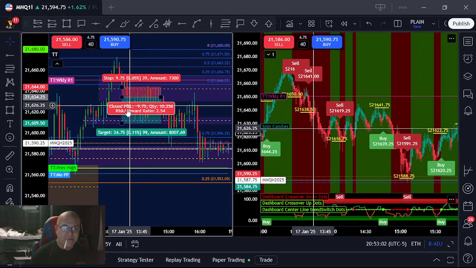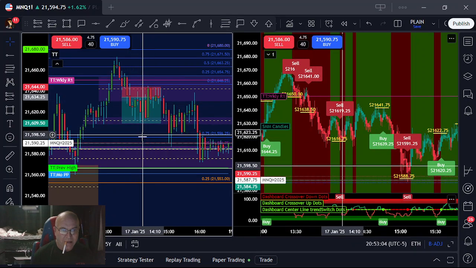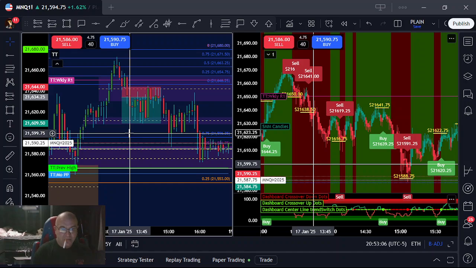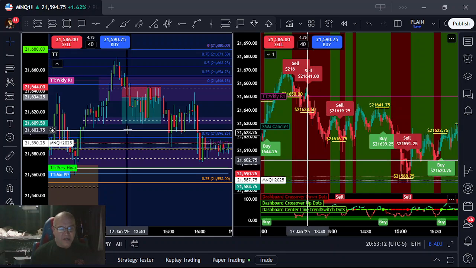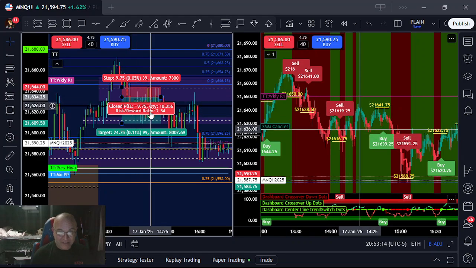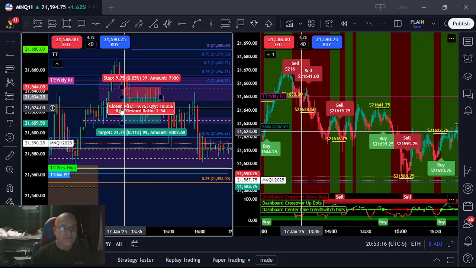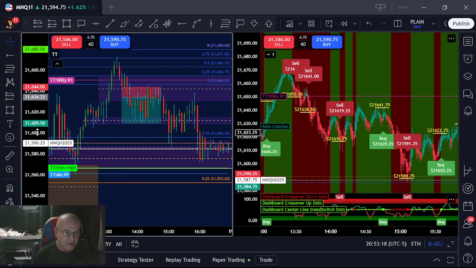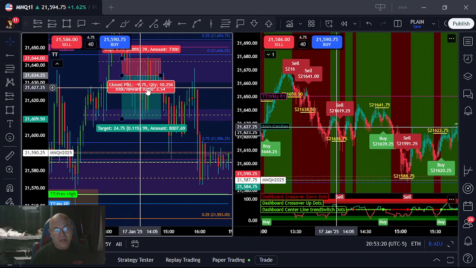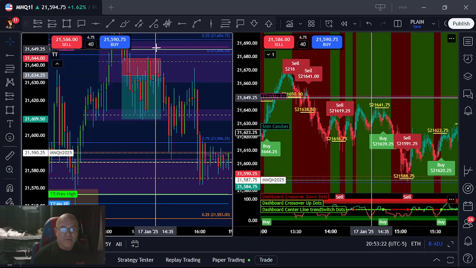I did not expect to be in this trade for an hour and a half. But when you're holding 40 contracts for an hour and a half and it's not moving in your direction, it's just bouncing. It sucks. I hate those trades, but I was willing to risk it.